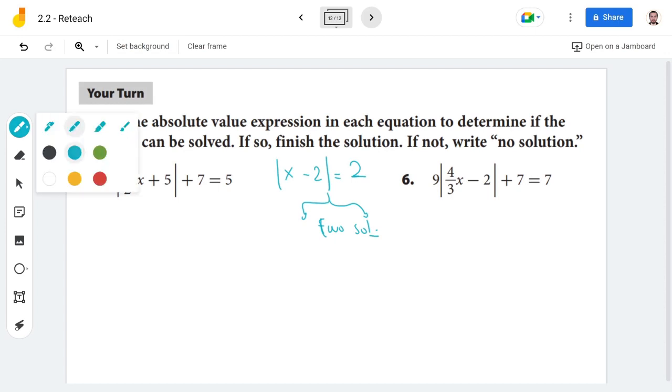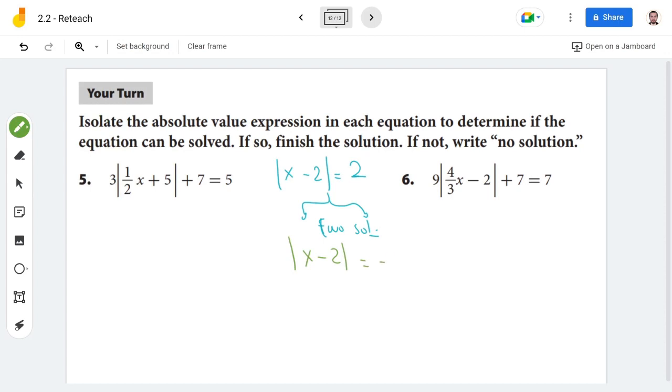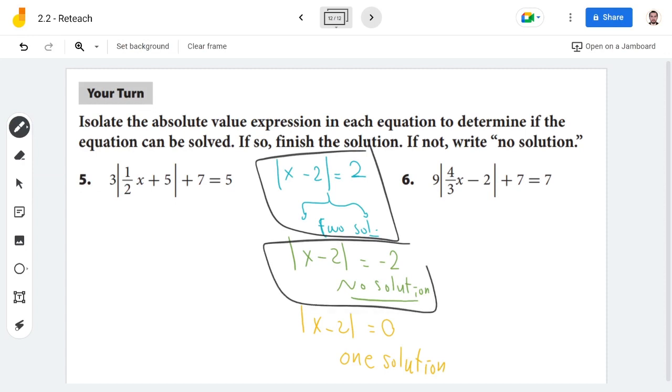If you have an absolute value, for example, the absolute value of x minus 2 equal to a negative value, for example negative 2, this question has no solution, because the absolute value never has a negative sign. Another example: the absolute value of x minus 2 is equal to 0. This one always has one solution. So this just tells you the difference: two solutions, one solution, and no solution. We have only these three cases.